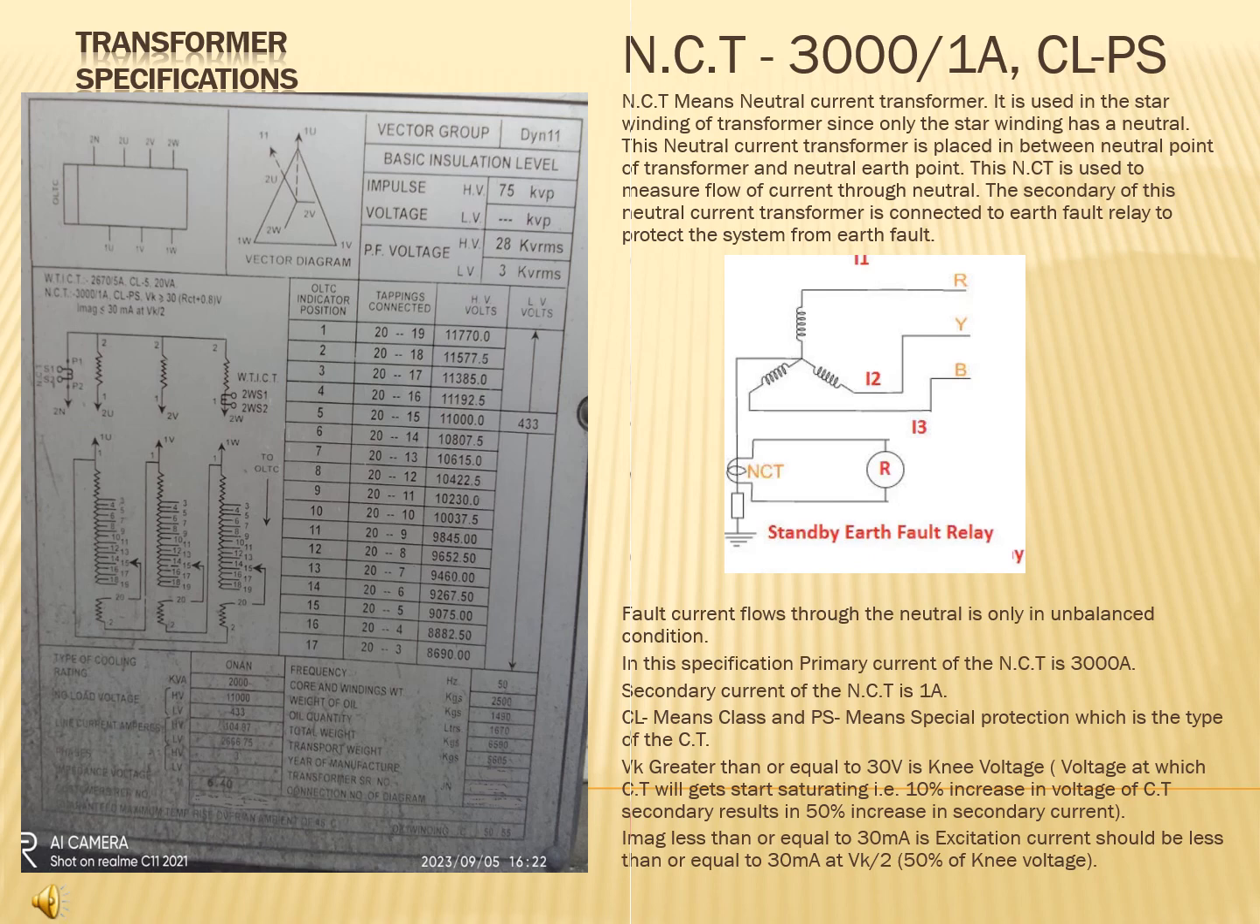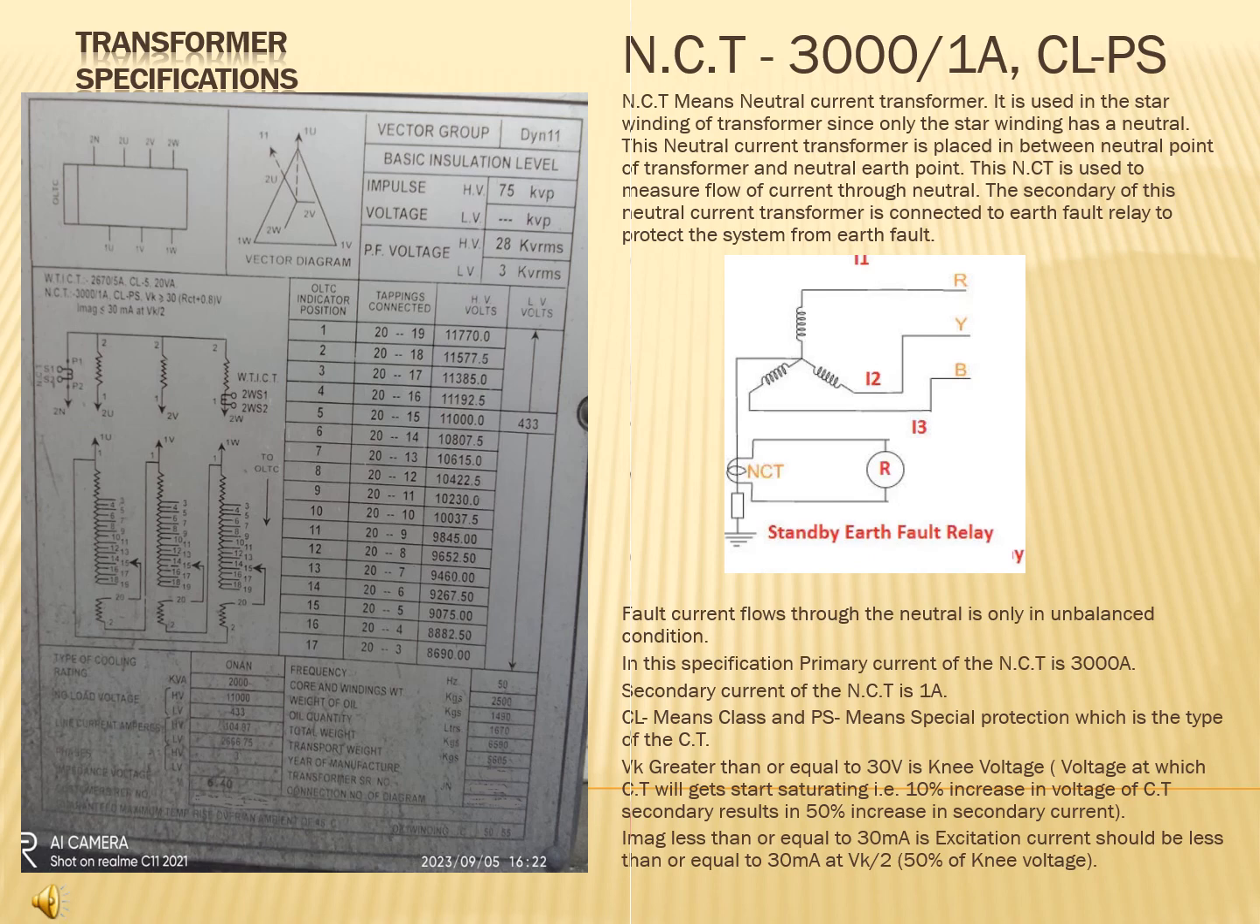Okay. First we will learn what is NCT. The full form of NCT is the neutral current transformer. Where is the neutral? Neutral is coming only in the star winding of the transformer. Hence the neutral current transformer is placed between the neutral point and the neutral earth point of the transformer.